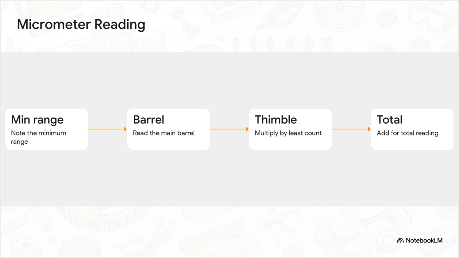So how do we actually read one of these things? Let's break down the math on an outside micrometer. It's actually a pretty cool system. Step 1. You note the minimum range of the specific micrometer you're holding. Let's say it starts at 50.00 millimeters. Step 2. You read the main barrel, which in this example shows 13.50 millimeters. Step 3. You look at the rotating thimble, which points to the number 13. You multiply that by the tool's least count, which is just its smallest readable unit, 0.01 millimeters, giving you 0.13 millimeters. Finally, step 4, add the whole shebang together. 50 plus 13.50 plus 0.13 gives you a final, ultra-precise reading of 63.63 millimeters.